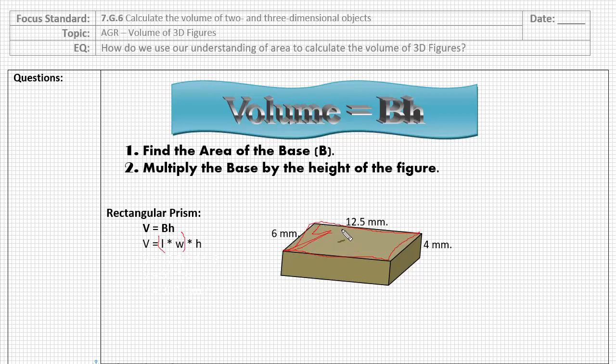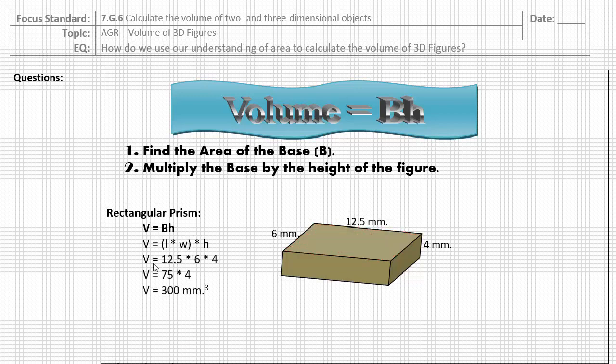So go ahead, knowing these 3 dimensions, that this rectangular prism has a length of 12.5 millimeters, a width of 6 millimeters, and a height of 4 millimeters. So go ahead and calculate the volume of this rectangular prism. And then let's check back to compare.